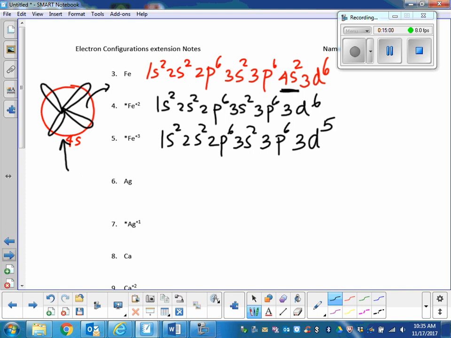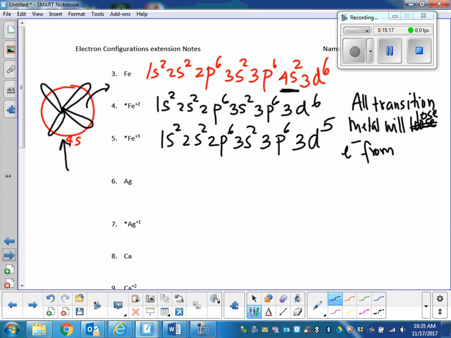Alright, you may write this down. All transition metals will lose electrons from ds orbitals.